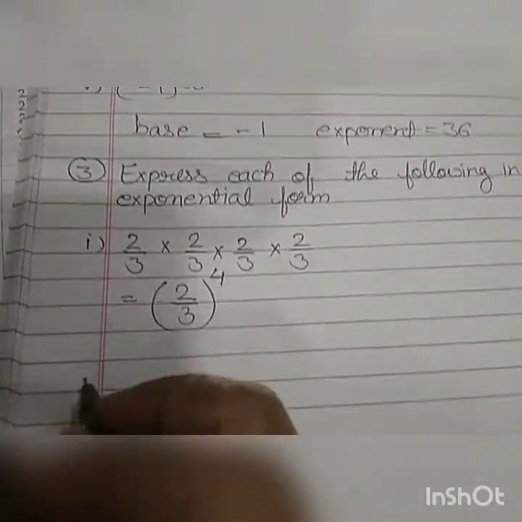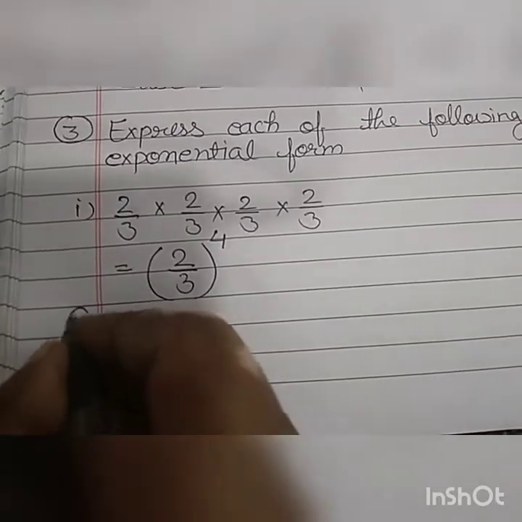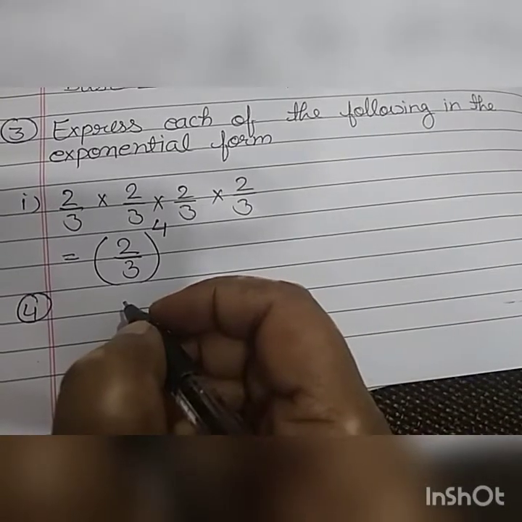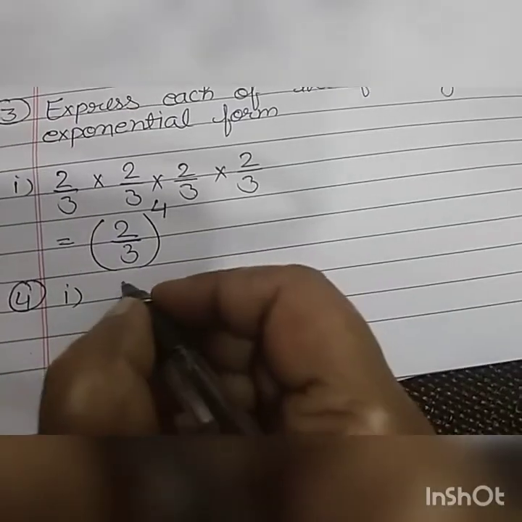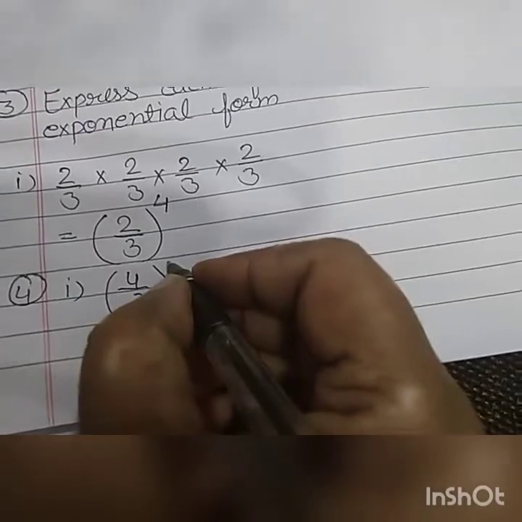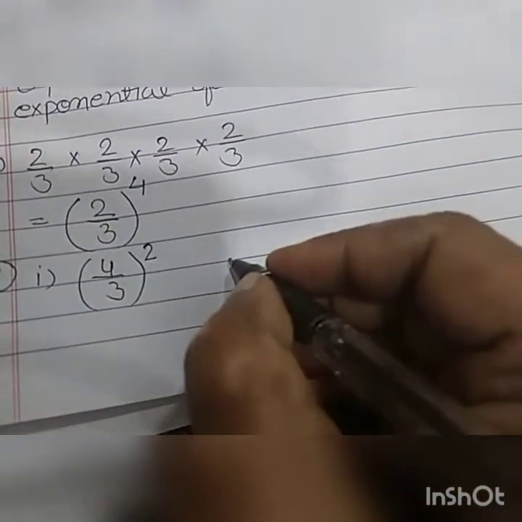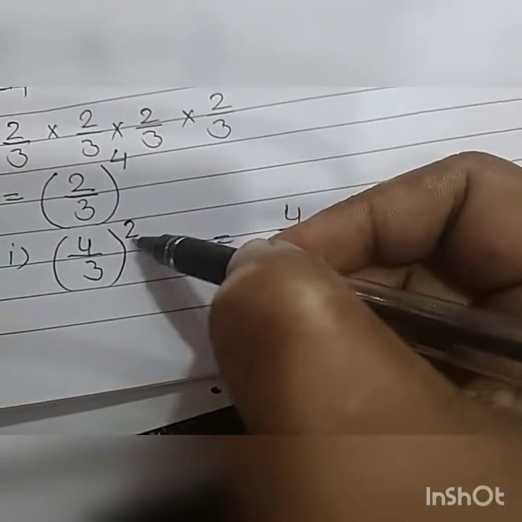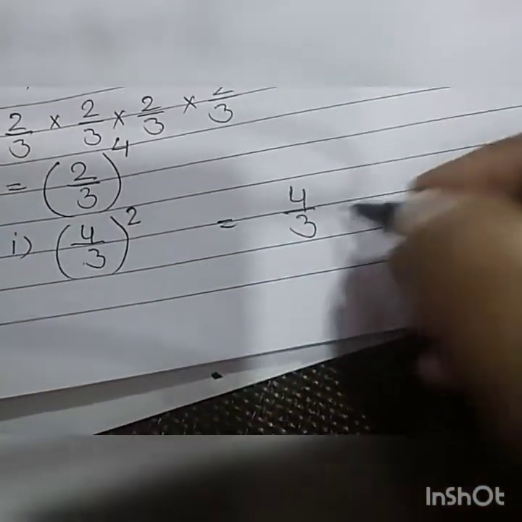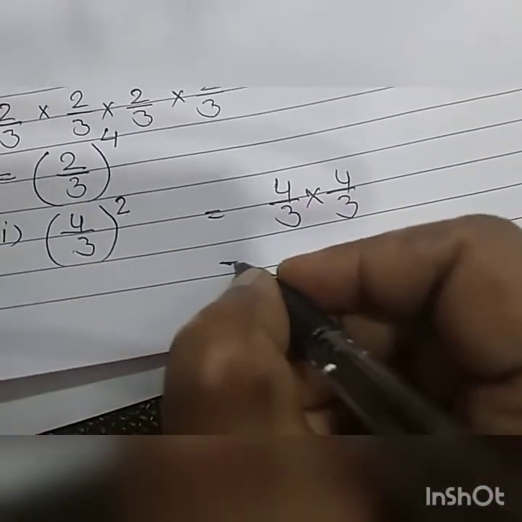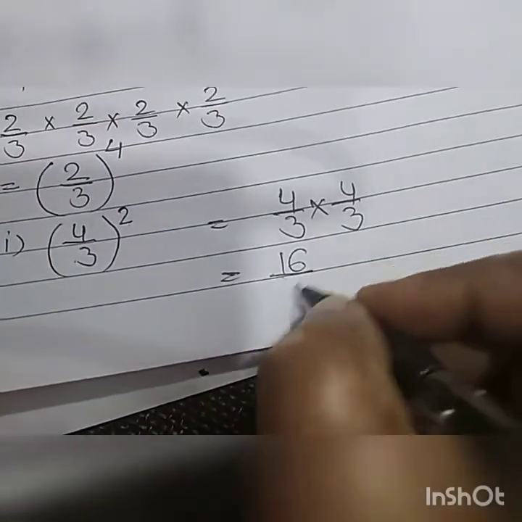Now question number 4. Express each of the following as a rational number. First one is 4 upon 3 power 2. So we can write 4 upon 3, power is given 2 times. It means this number is repeating 2 times, into 4 upon 3. Now 4 4s are 16 and 3 3s are 9.